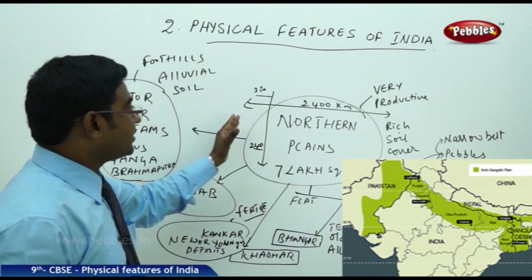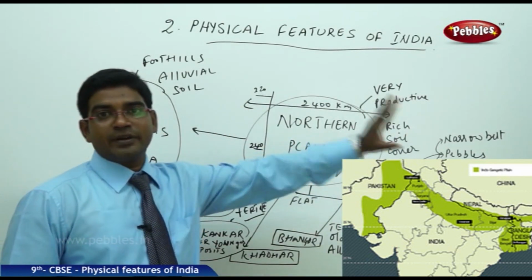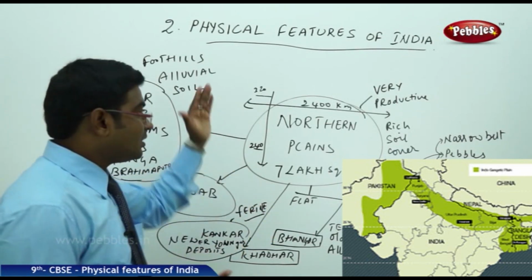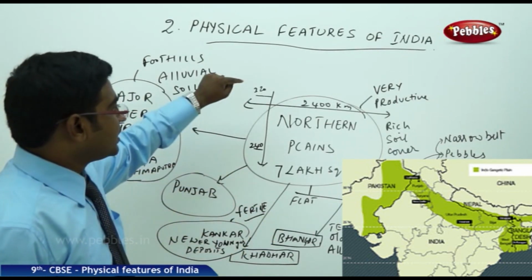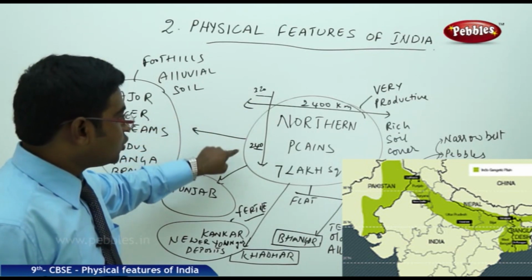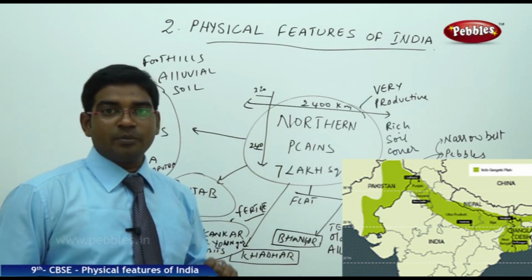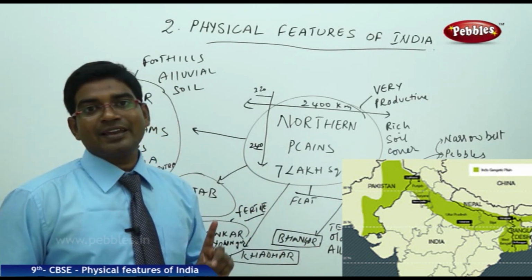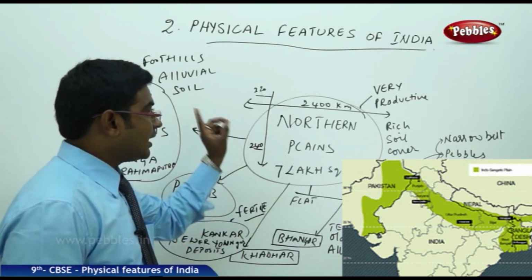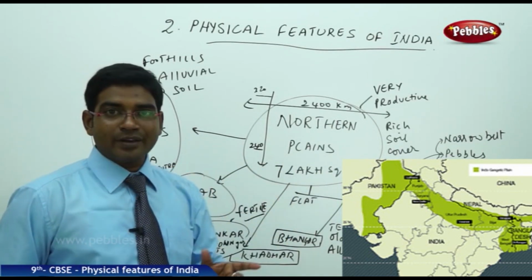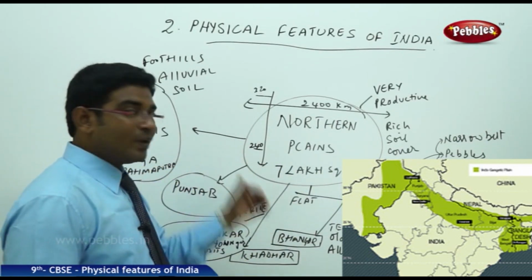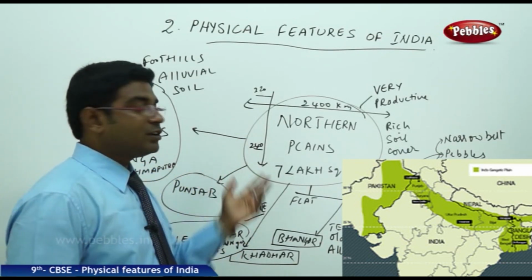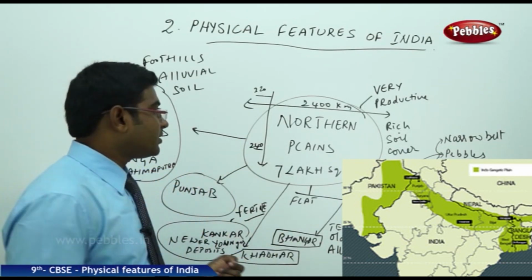And its length is 2400 kilometers, similar to the Himalayan length, while the width varies from 320 kilometers to 240 kilometers. So the northern plains cover a region of 7 lakh square kilometers, with a length of 2400 kilometers, while the width varies from 320 kilometers to 240 kilometers.